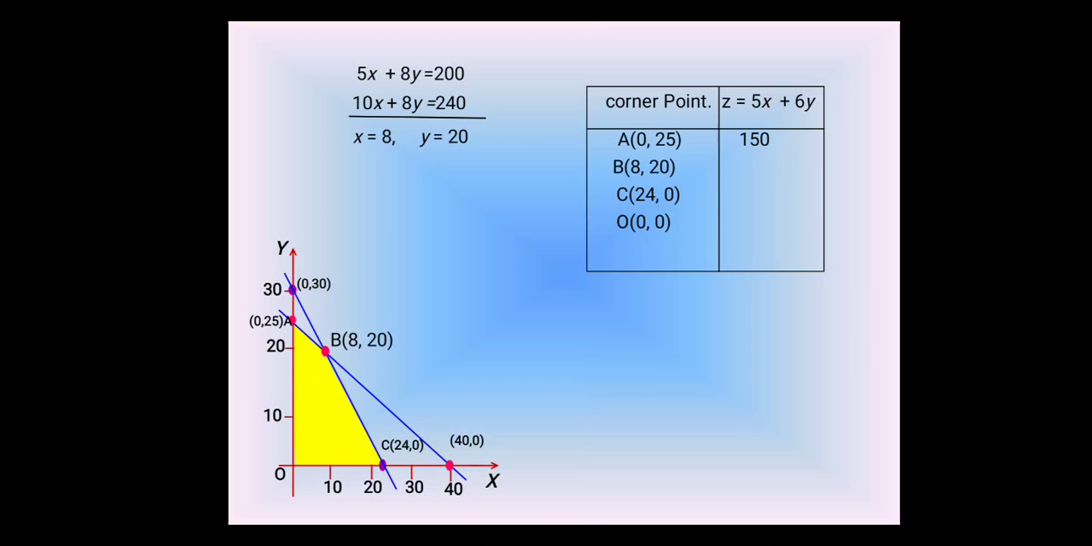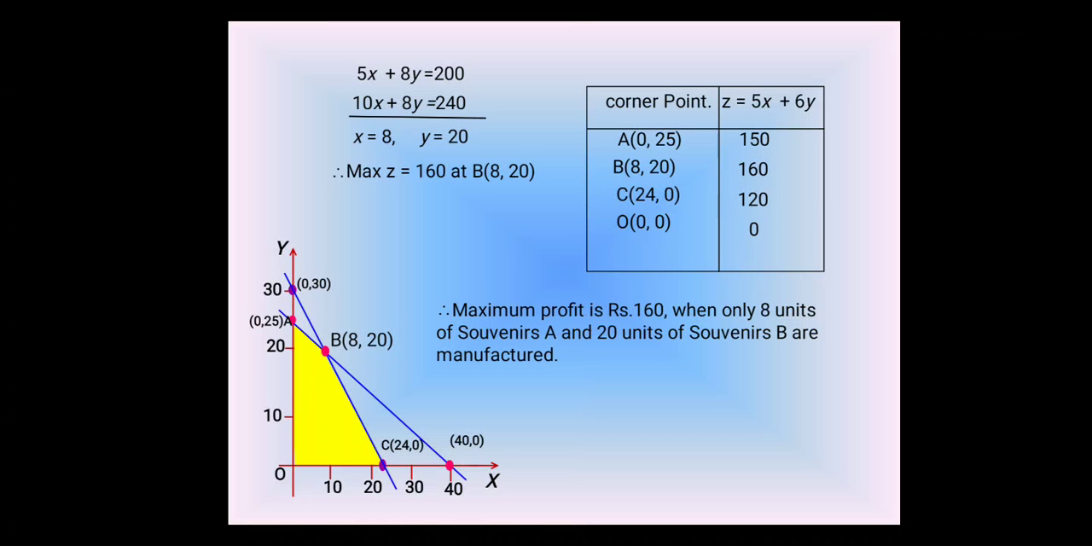We have the values 150, 160, 120 and the last one is 0. Observing the table, we can say that the maximum value of Z is rupees 160 at the point B (8, 20). That is, the maximum of Z is equal to 160 at the point B (8, 20). Therefore the maximum profit to the company is rupees 160 when it manufactures only 8 units of souvenirs A and 20 units of souvenirs B.